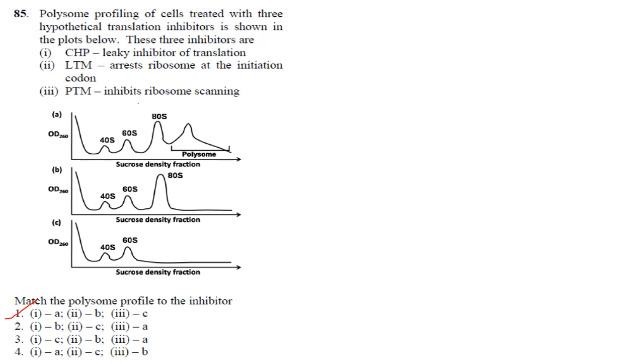Then LTM, it arrests ribosome at the initiation codon. So till 80S will be formed, but polysome will not be formed. So B2 or 2B. Then PTM, inhibit ribosome scanning. 80S will not be formed as scanning is inhibited. So the answer here is 1A, 2B and 3C.